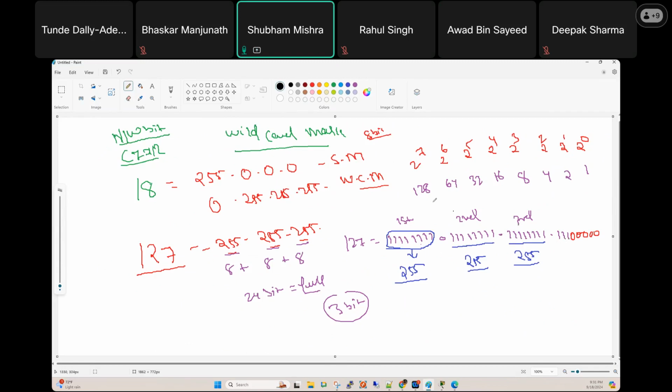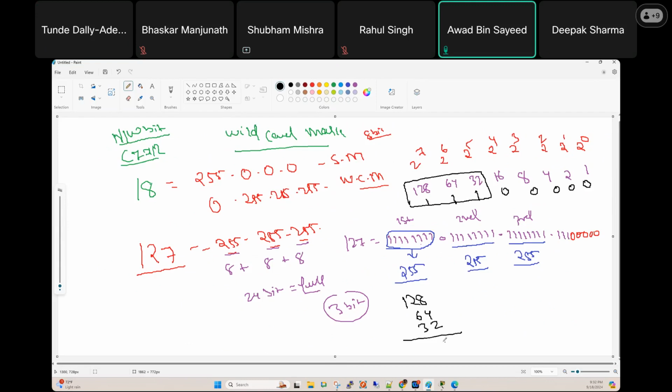So 3 bits means this is on, this is on, this is on, and the rest are 0. It means what you have to do? You have to add these 3. What will be the value? 128, 64, 32. Guys, who can add? 192 plus 32, 224. 224, I think, right? Everyone? Yes. So the value will be 224.